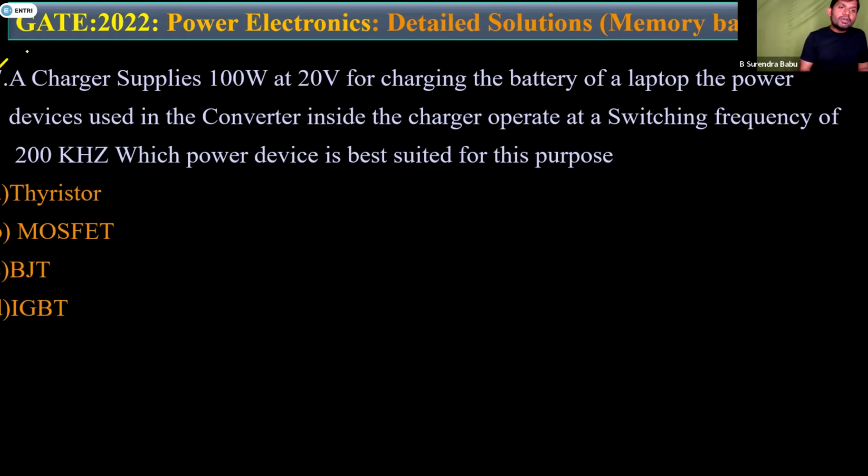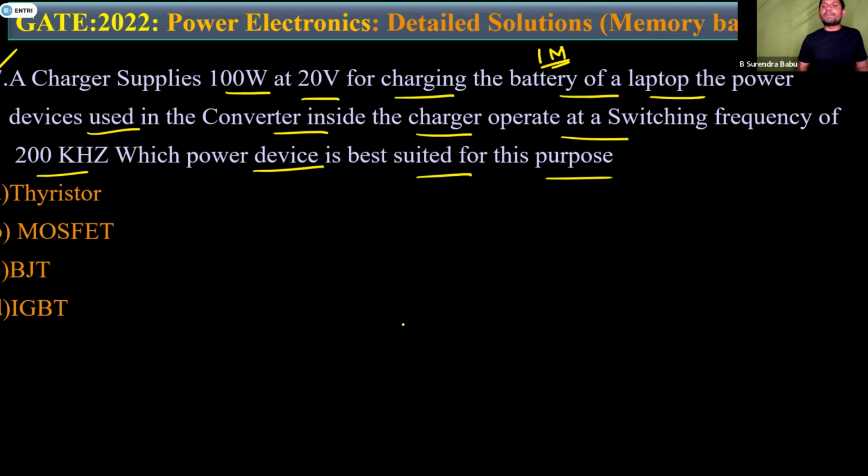This question was also asked in Power Electronics, GATE 2022. It is a 1 mark question. A charger supplies 1000 watts at 20 volts for charging the battery of a laptop. The power device used in the converter inside the charger operates at a switching frequency of 200 kilohertz. Which power device is best suited for this purpose?